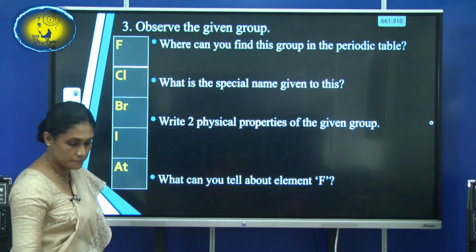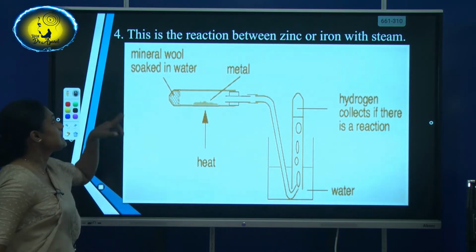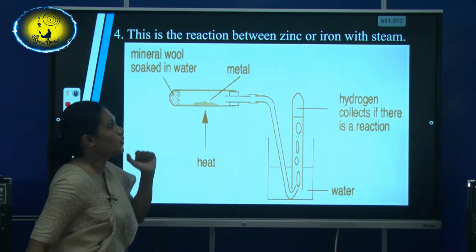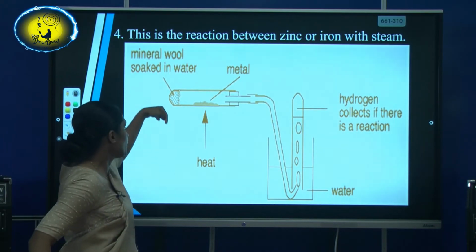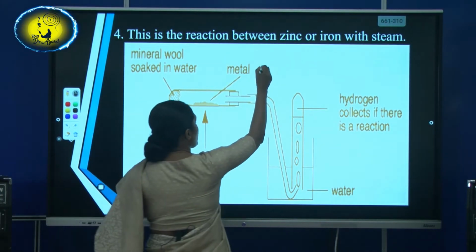Let's move to the next one. Number 4. This is the reaction between zinc or iron with steam. You can use, they have mentioned here metal. Instead of the metal you can use zinc.